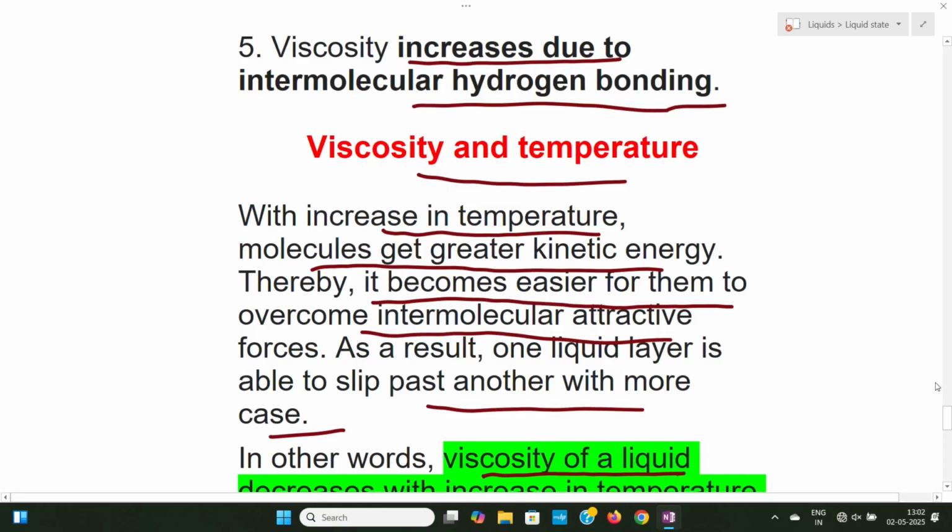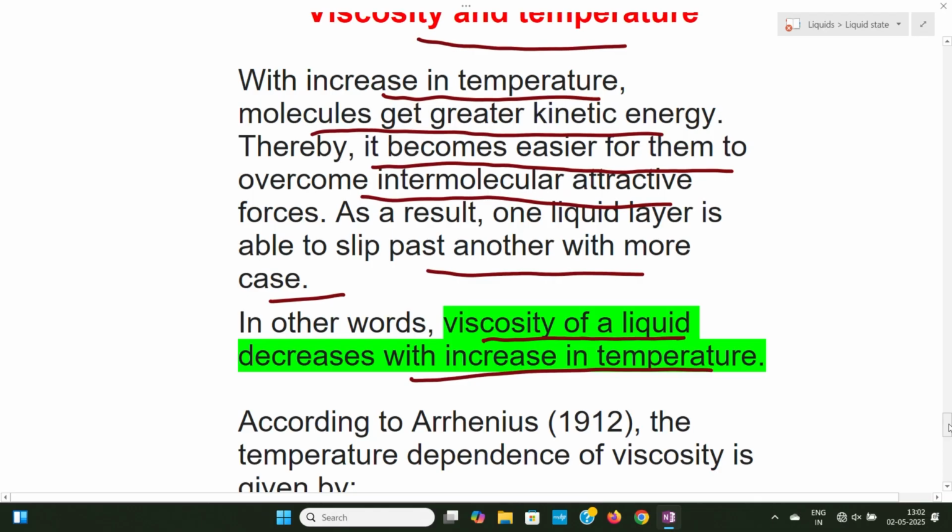If the temperature is increasing, the kinetic energy of the molecules will increase. Because of the increase in kinetic energy, the molecules can overcome the intermolecular force of attraction, and then the liquids can flow very easily. That means the viscosity of a liquid decreases with increase in temperature.